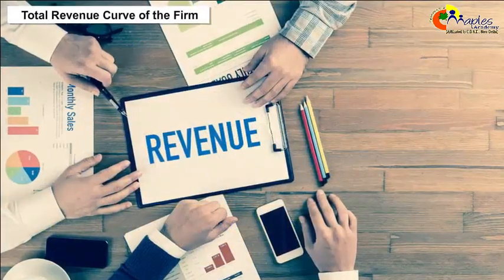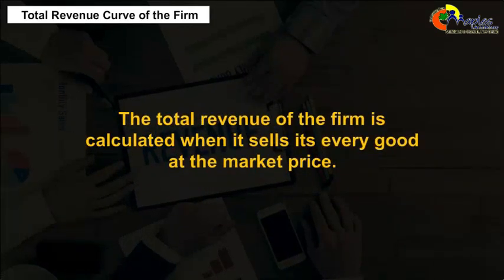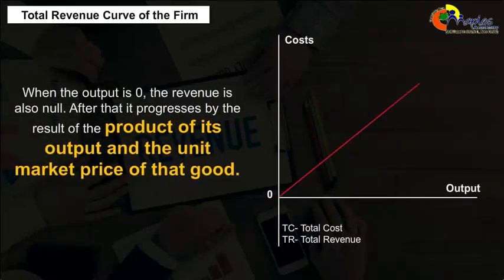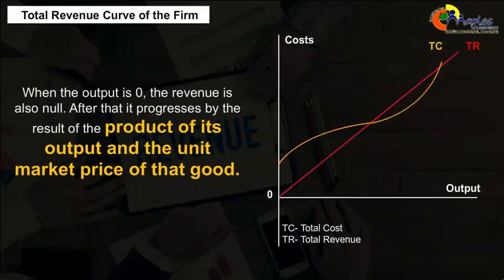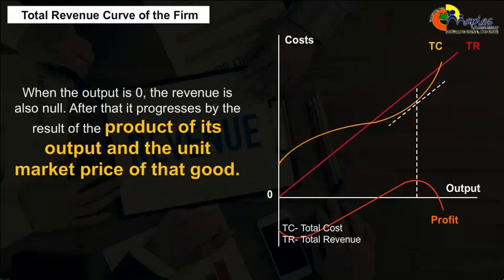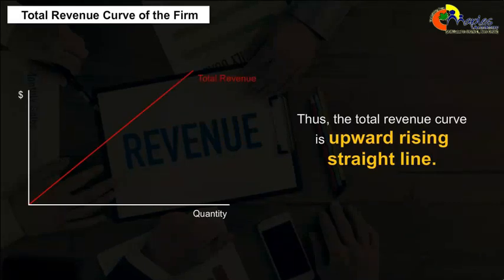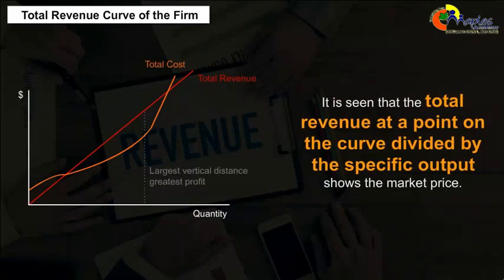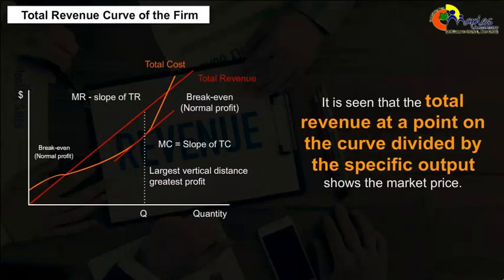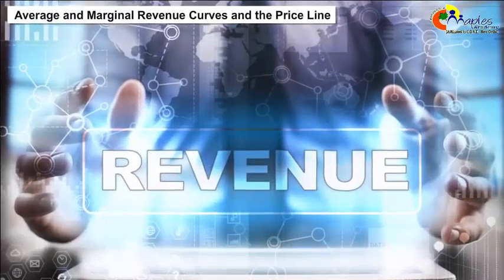Total revenue curve of the firm. The total revenue of the firm is calculated when it sells every good at the market price. When the output is zero, the revenue is also zero. After that, it progresses as the product of its output and the unit market price of that good. Thus, the total revenue curve is an upward rising straight line. It is seen that the total revenue at a point on the curve divided by the specific output shows the market price.